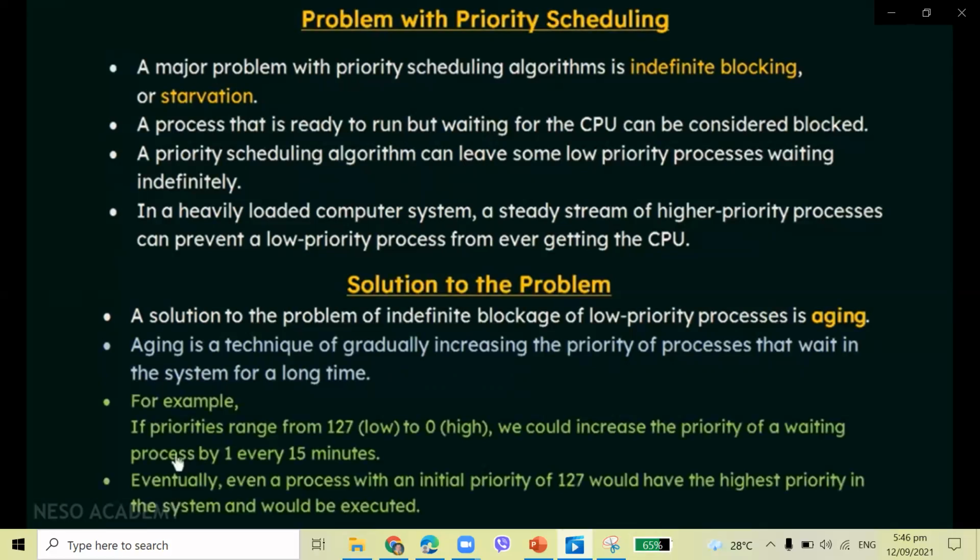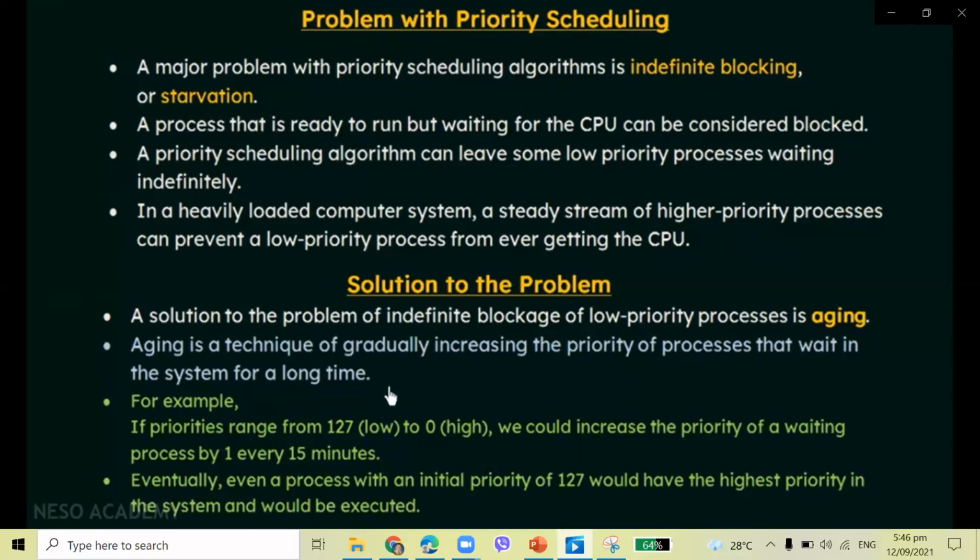So let's take an example. If priorities range from 127, which is the lowest priority, to 0, which is the highest priority, we could increase the priority of a waiting process by 1 every 15 minutes. So if we have this range of priorities where 0 is the highest priority and 127 is the lowest priority, then we can increase the priority of the waiting process by 1 every 15 minutes.